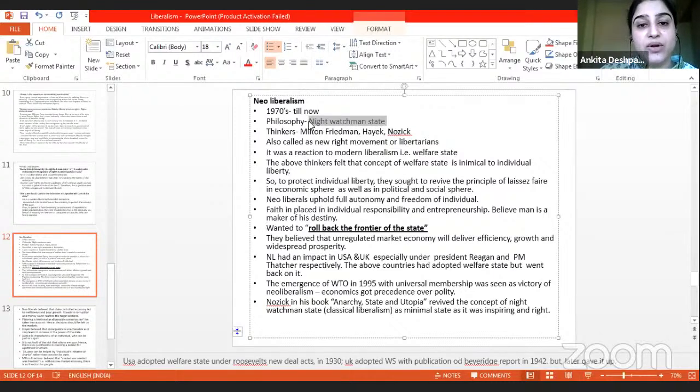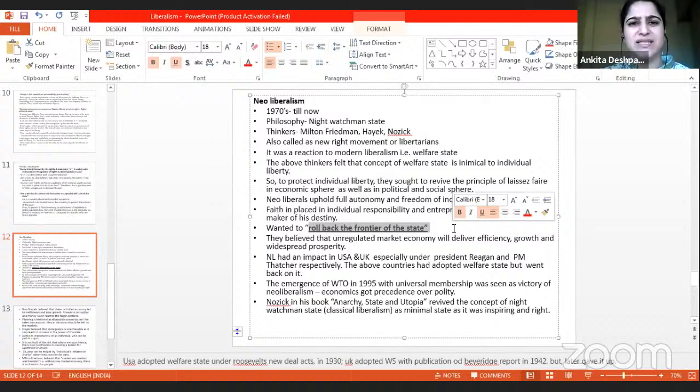That's why neoliberals wanted to roll back the frontiers of the state. They said, do away with this welfare state concept. Roll back the frontier of the state. Let the state go back again to only protection and defense. Everything else will be decided by the markets: your social standing, your political standing, your economic standing.